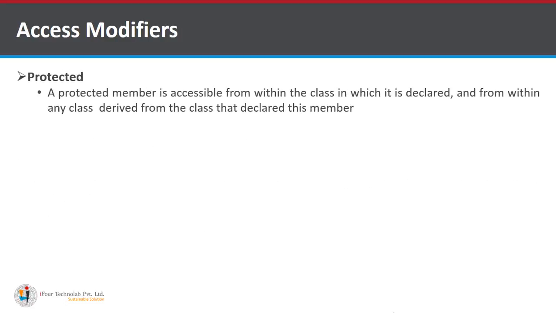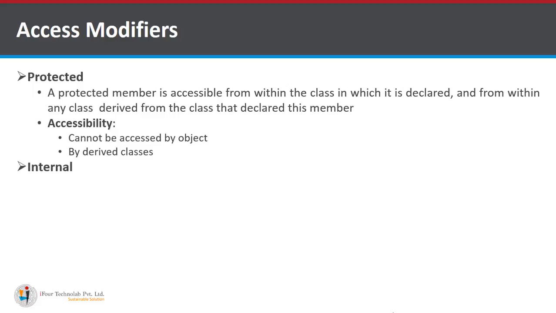Next is protected. A protected member is accessible within the class in which it is declared and from within any class derived from the class that declared this member. Accessibility: it cannot be accessed by objects, but it can be accessed by derived classes.